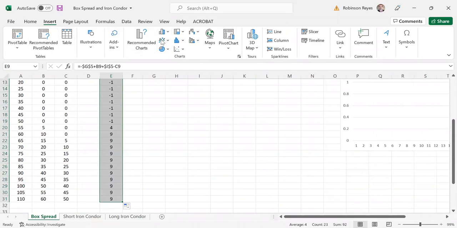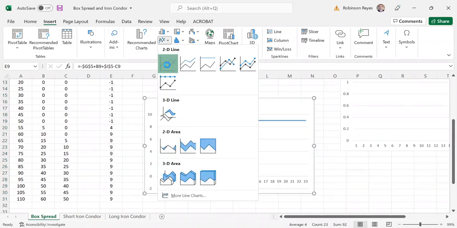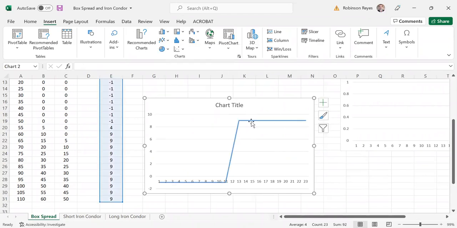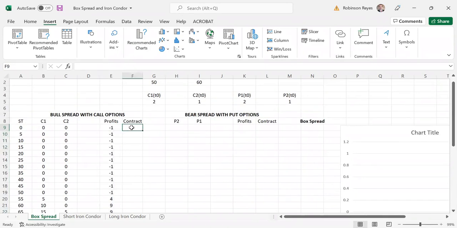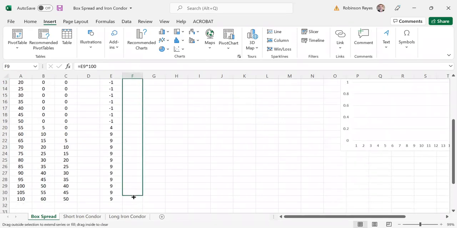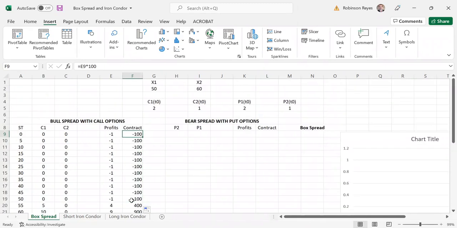As a matter of fact, I'm going to do this line very quickly. That's how a bull spread looks: when stock prices are low, to the left, you lose money, and when stock prices are high, you make money. But this is not about the bull spread, this is about the box spread. So let's multiply this by 100, so we have the profits and losses of the entire contract here.